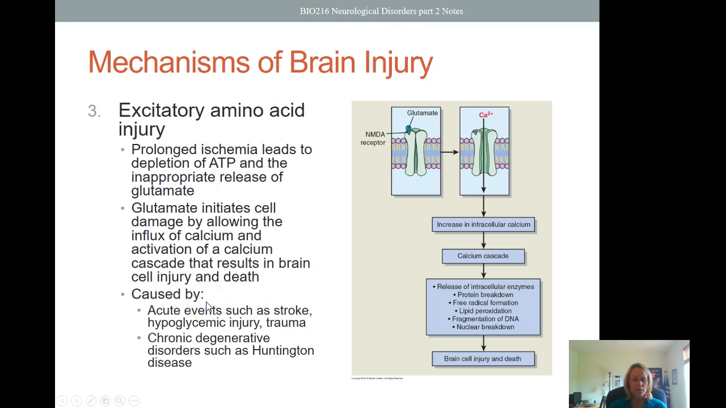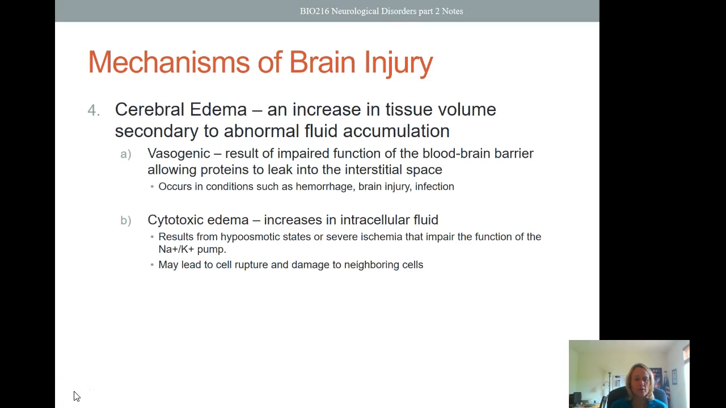This type of injury is caused by acute events such as stroke, hypoglycemic injury, trauma, or chronic degenerative disorders such as Huntington's disease. Number 4, cerebral edema, is when we have an increase in tissue volume secondary to abnormal fluid accumulation.